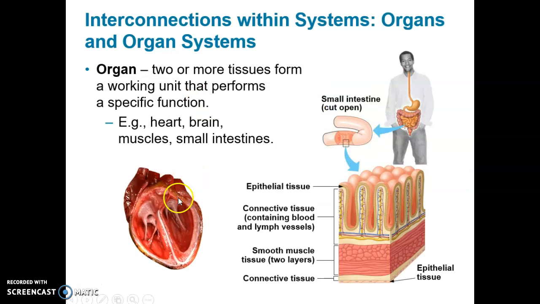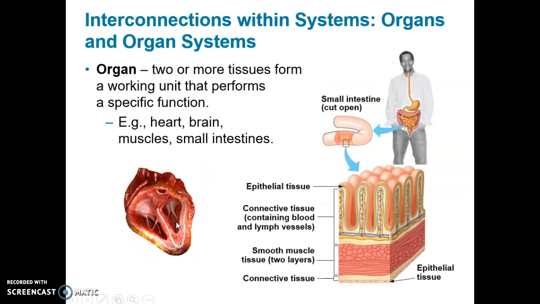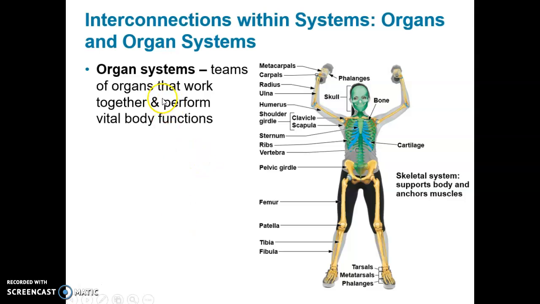So organs don't work in isolation or by themselves. Organs are linked together to work as systems. So organ systems are teams of organs that work together and perform important functions. So here's a skeletal system comprised of multiple bones. Each bone is a distinct organ. It's sometimes not easy to think about that, that a bone is an organ.